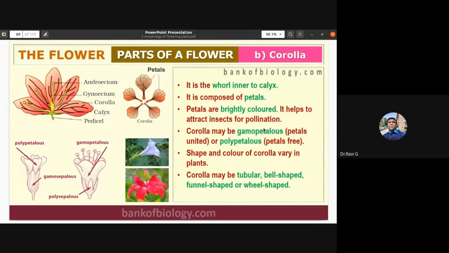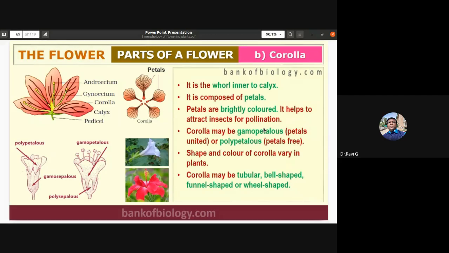In the case of Datura, or in the case of jasmine, Kanakambra, the petals are fused to form a tube-like structure. Above that, you find petals are free, but the tube is also the corolla tube. Okay, corolla may be gamopetalous, where the petals are fused or united. You notice that condition in Datura. You can notice they have fused petals to form a funnel-shaped corolla.